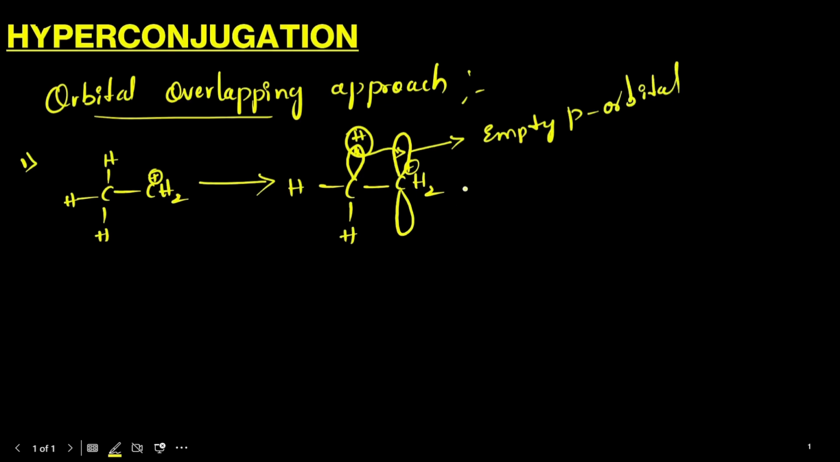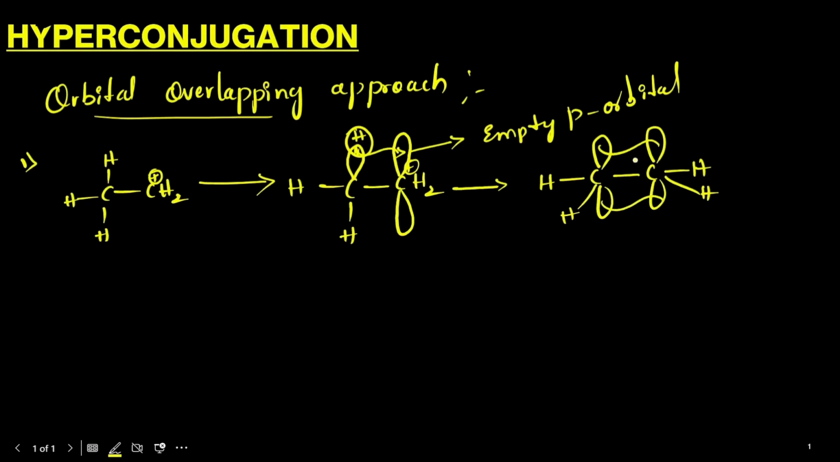to form a bond. Therefore, what does it become? H, here hydrogen, here again a carbon atom which has a vacant or empty p orbital, here hydrogen and here hydrogen. So these two p orbitals overlap to give a pi bond. In this case, overlapping between sigma electrons and the p orbital is taking place. Sigma and p overlapping is taking place.